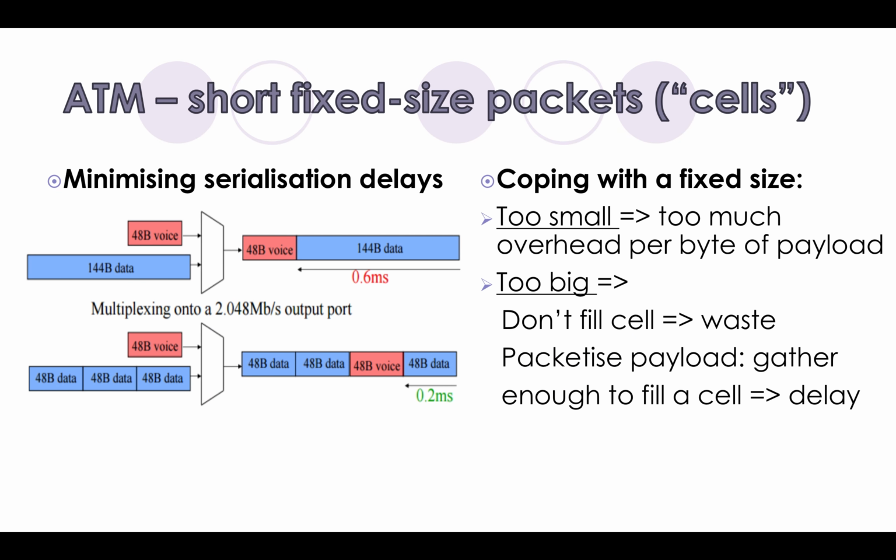Based on the picture, we can see that if the fixed cell size is too small, too much overhead per byte of payload will happen. But if it's too big, it will waste capacity when cells are not filled, or cause delay when gathering enough data to fill a cell.